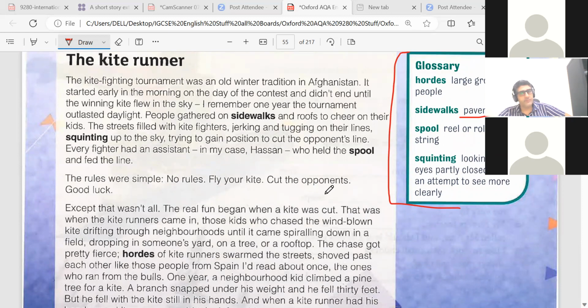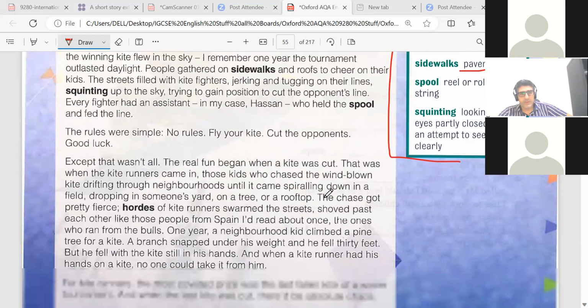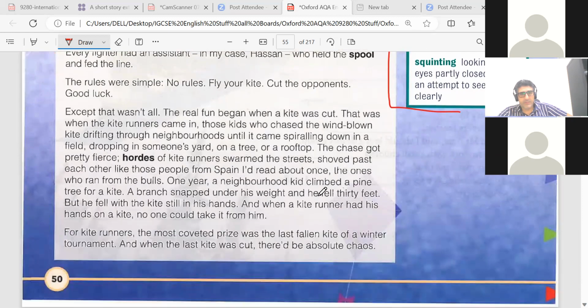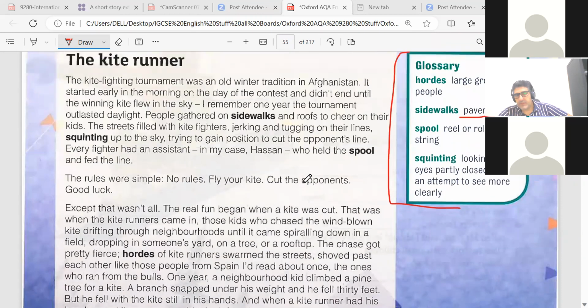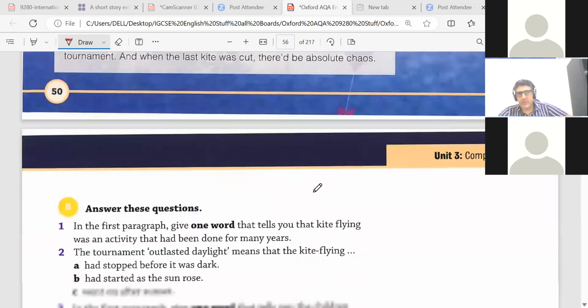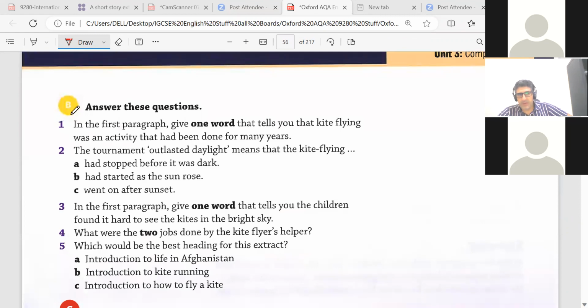Done? Yes. Right. So, what are the main ideas in this passage, guys? This passage is about what? About the tournament, a traditional tournament in where? Afghanistan. Yes, in Afghanistan. Yes, right. So now let's start scanning. Read the question and look for the answers.